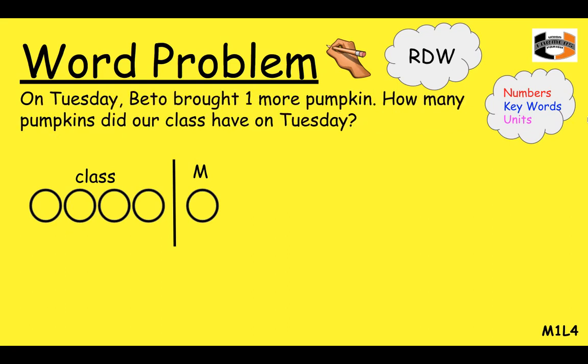So we're going to move to the second section of the word problem. On Tuesday, Beto brought 1 more pumpkin. How many pumpkins did our class have on Tuesday?